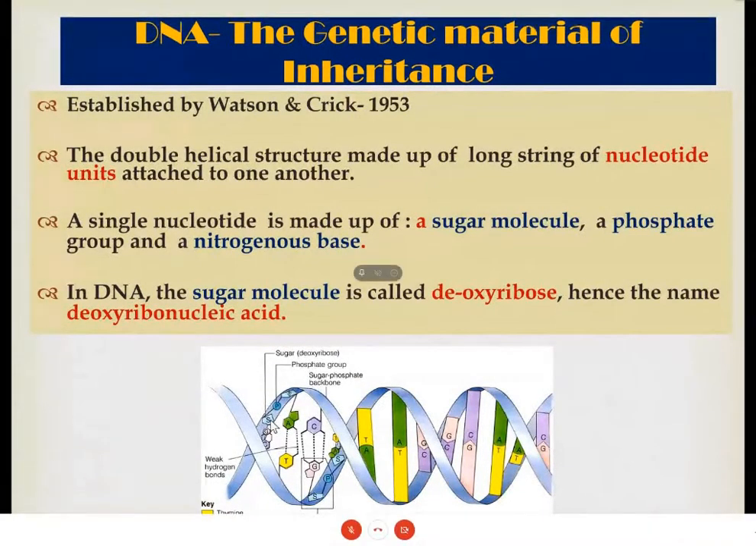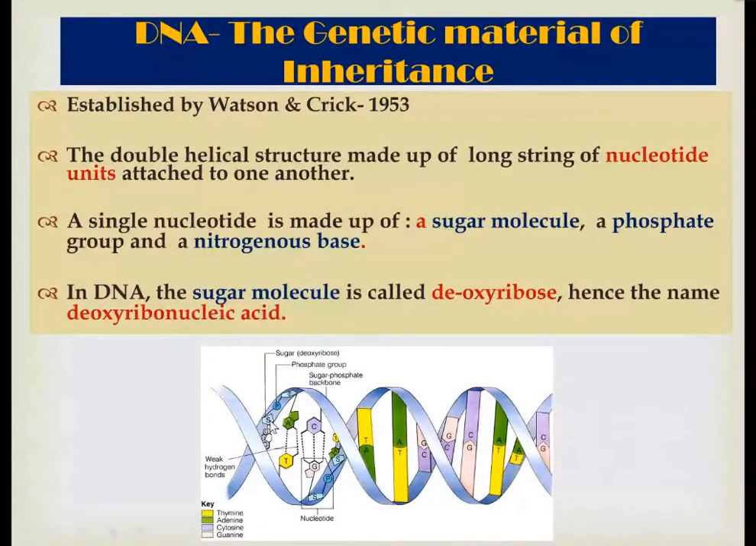So we have got the double helical structure, which is made of several units of nucleotide attached with one another. So this is the definition of the DNA. Now in a DNA, the sugar molecule is deoxyribose. But in the case of the RNA, the sugar molecule is ribose. So that is the difference between the DNA and the RNA. As this consists of deoxyribose, the name is deoxyribonucleic acid.